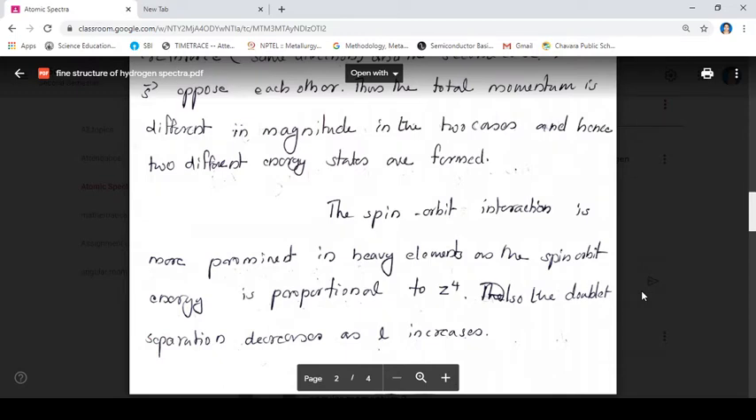Again, the separation between the doublets decreases as L increases. That means the separation between P and D is more compared to D and F. Like that it goes.